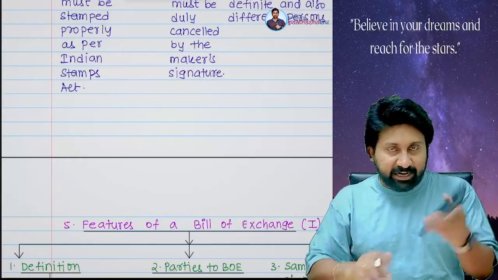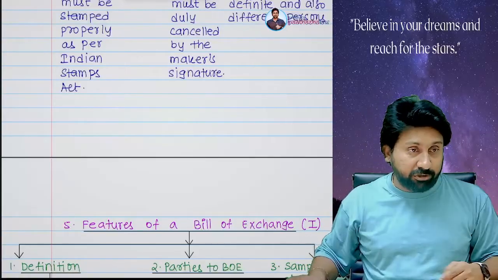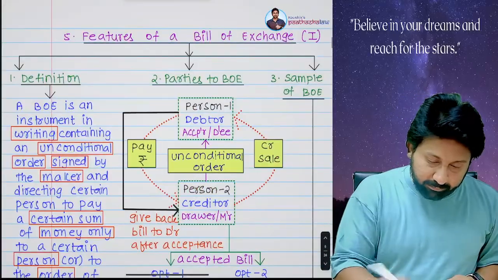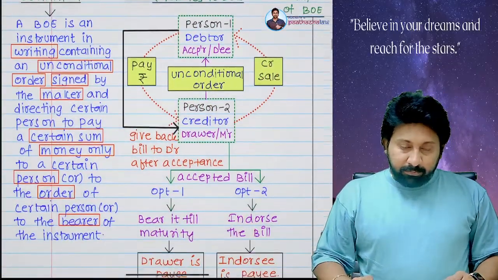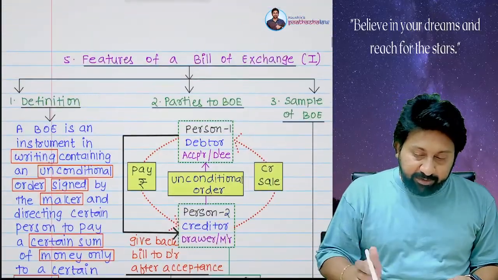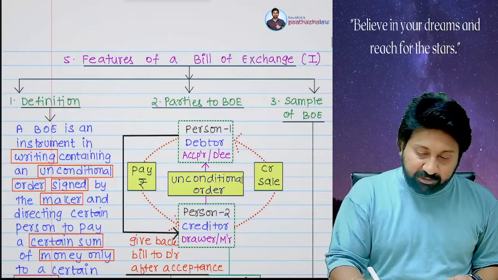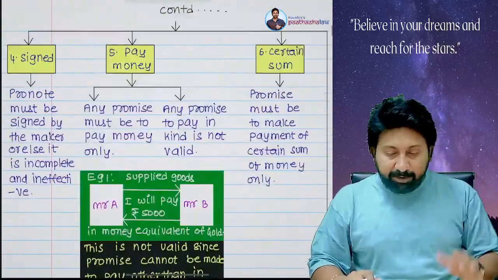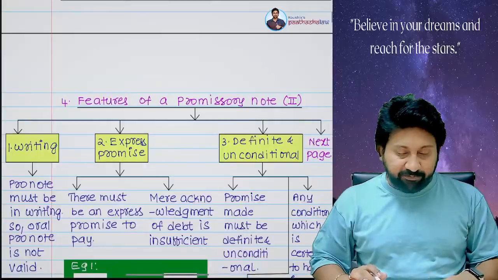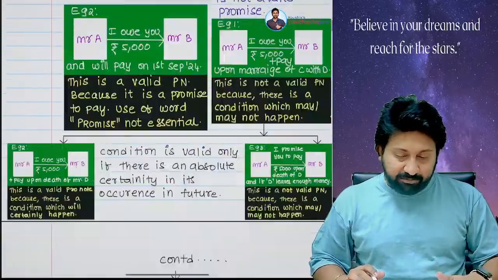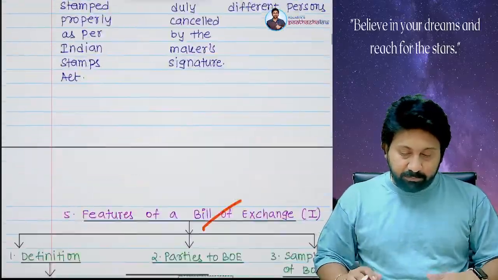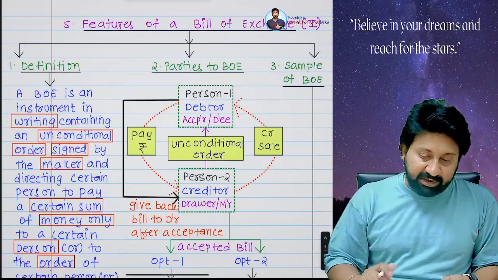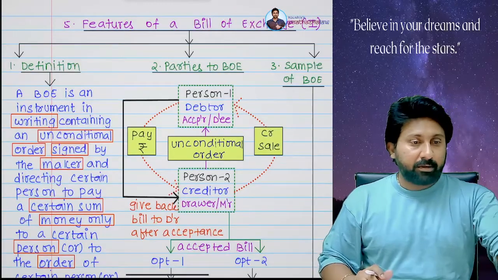2 minutes 52 seconds. We completed it before the schedule. Next one. What is the next concept here? Bills of exchange. What did we complete now? Promissory note is the concept we completed. Next concept will be bills of exchange. So let's also complete this concept in the same way. Okay, let's begin.